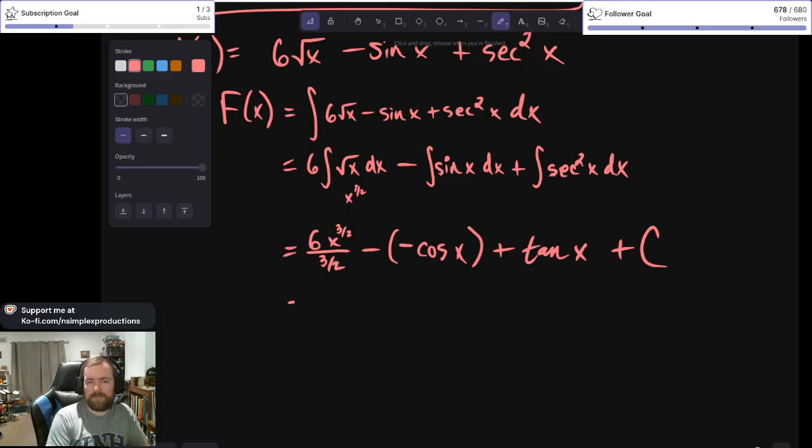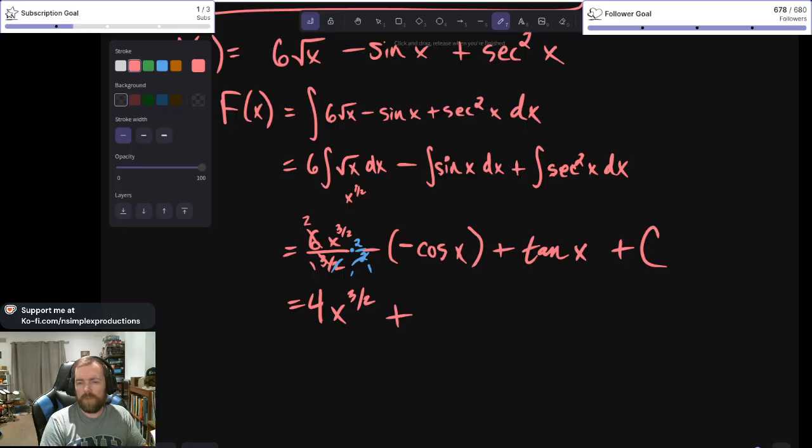Okay, so here we can divide our 3 out. Now this is going to be a 2 divided by a half. It's going to end up being a 4. Again, here we can multiply by 2 over 2. That 2 gets rid of that 2, and then we get an extra 2 for the top. So 4 x to the 3 halves plus cosine of x plus tangent of x plus c.